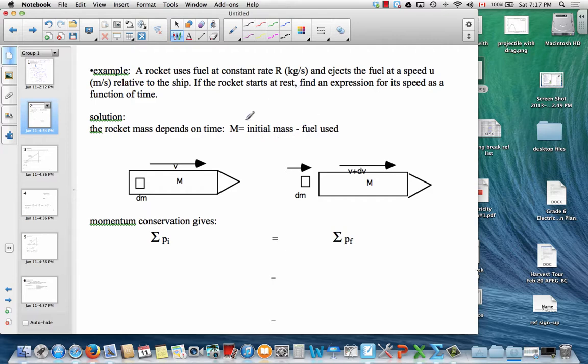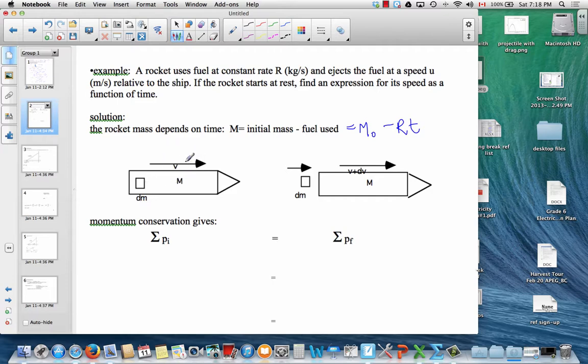Now that means that the mass is going to decrease with time. Let's say m0 is the initial mass of rocket and fuel together. If you're using a constant rate r of fuel, then the mass will decrease in direct proportion to time, as follows.